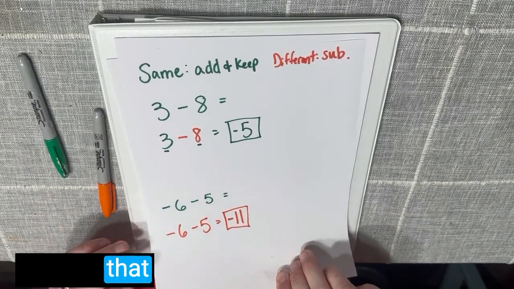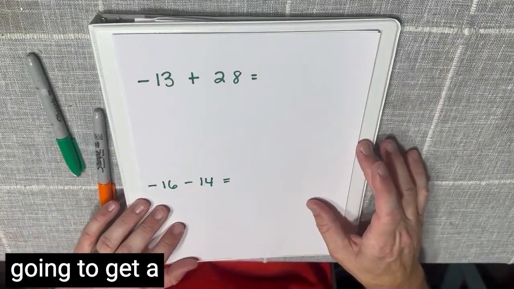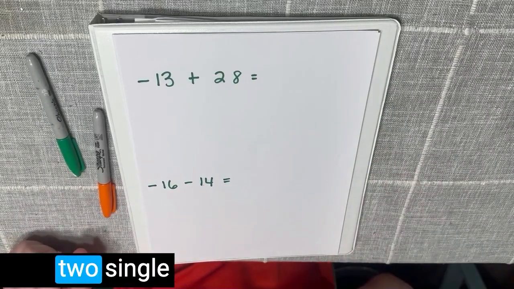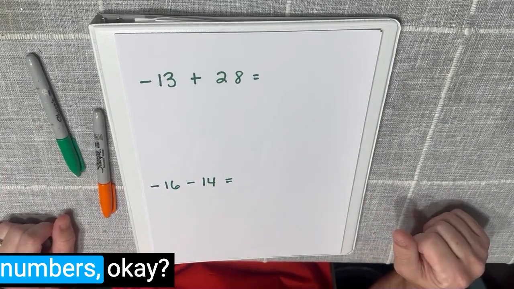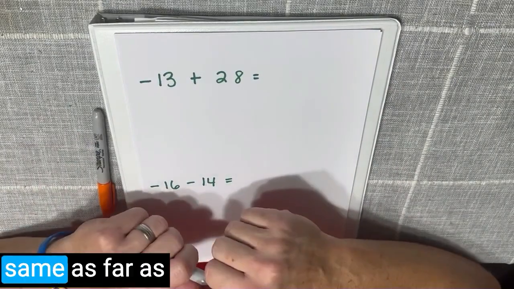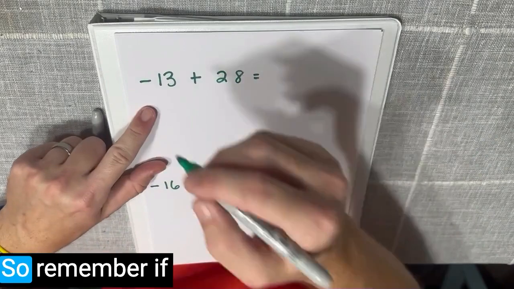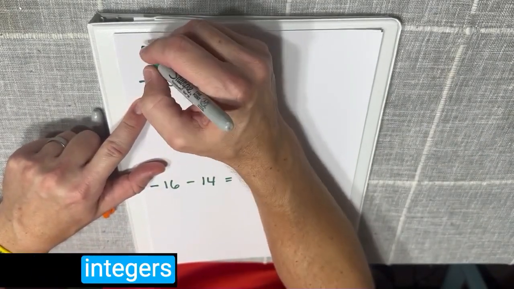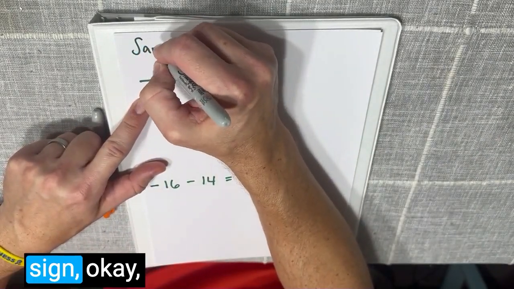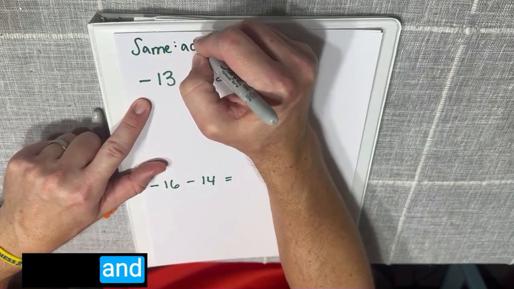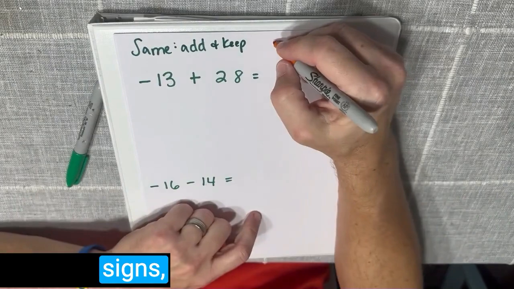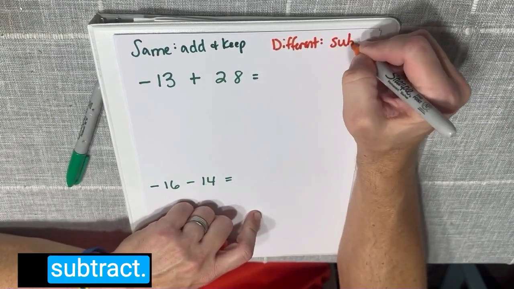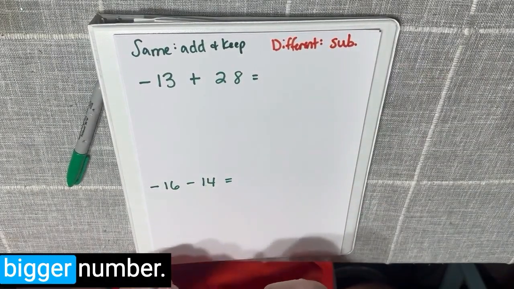All right, so I'm moving that to the side, and now we're going to bring on our next 2 questions. All right, so now we're going to get a little tougher because those were 2 single-digit numbers. Now we're going to be working on expressions that have 2 double-digit numbers, okay? But everything is going to be the same as far as our approach, okay? So remember, if the 2 integers have the same sign, we're going to add and keep the sign, okay? And if they have different signs, we're going to subtract. And of course, we take the sign of the bigger number.